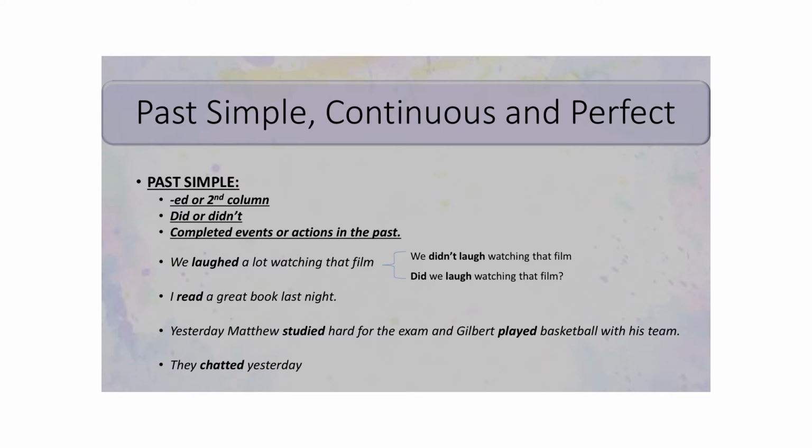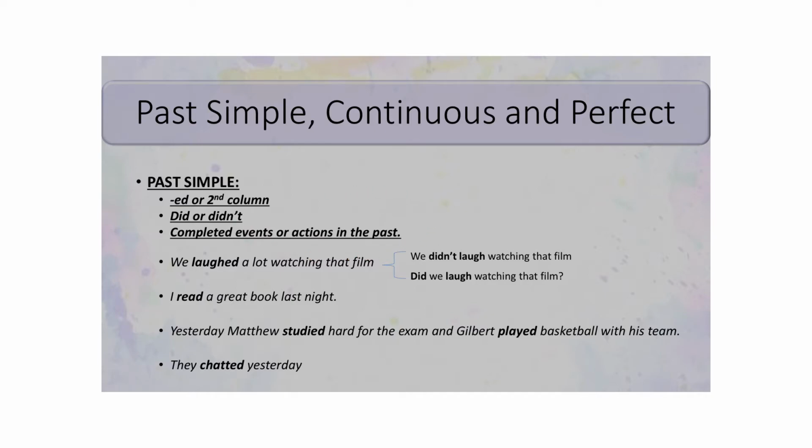Now, past simple, the past continuous, and the past perfect. First of all, the past simple. How do we form it? We add ed if it is a regular verb, or we use the second column if it is irregular. To form the negative, as we said with used to, we are going to use did or didn't, and it is used to talk about completed events or actions in the past.